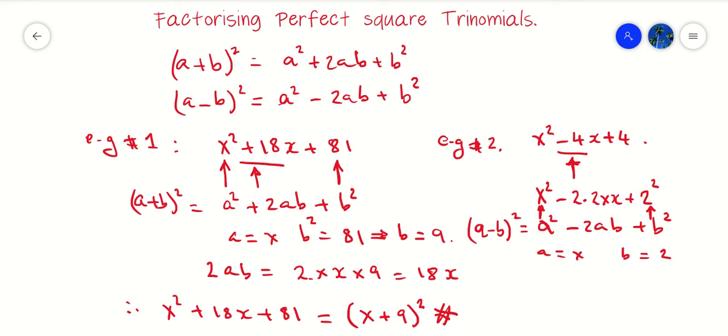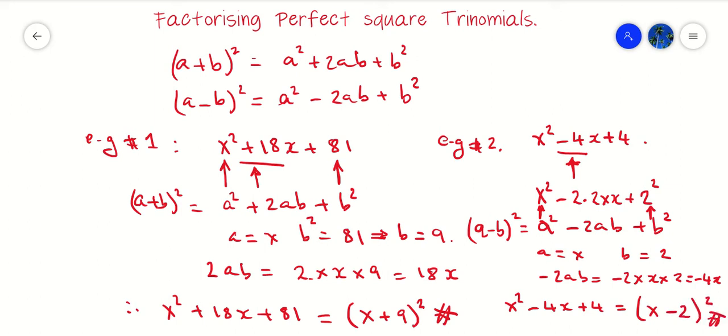All I want to do is find minus 2ab. Will it give me the middle term, which is minus 4x? Minus 2 times a, which is x, times b, which is 2, gives me minus 4x. So this proves the given expression is in the form of a perfect square, so I can say x squared minus 4x plus 4 is equal to a minus b whole square, because the middle term has a negative sign. My a is x, and my b is 2, so it is (x minus 2) whole square, and that will be the factor of that.